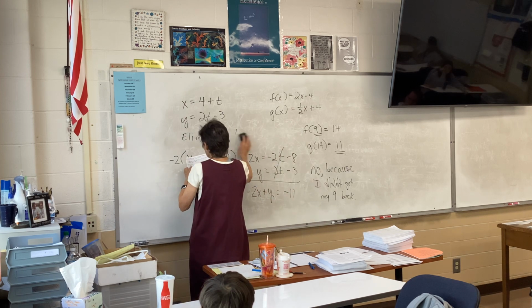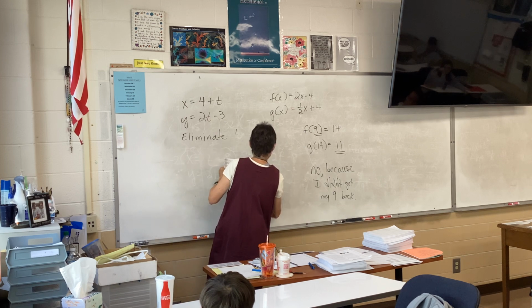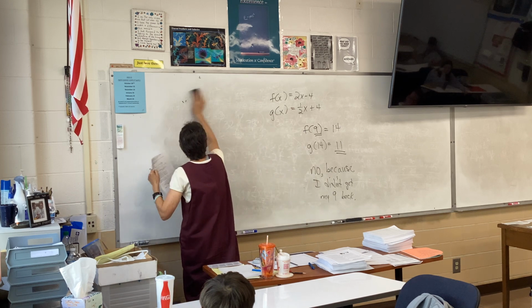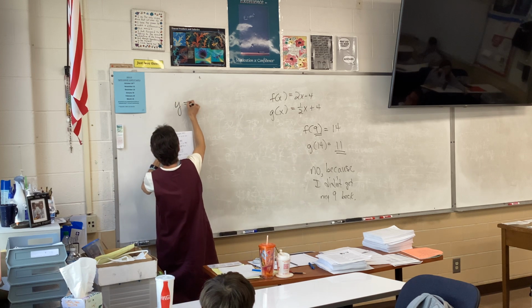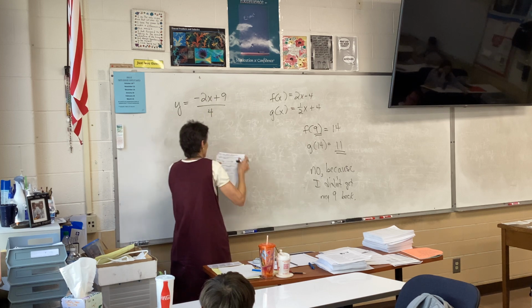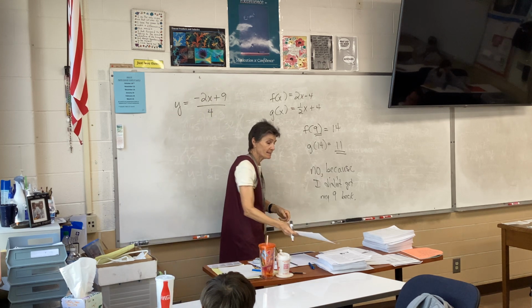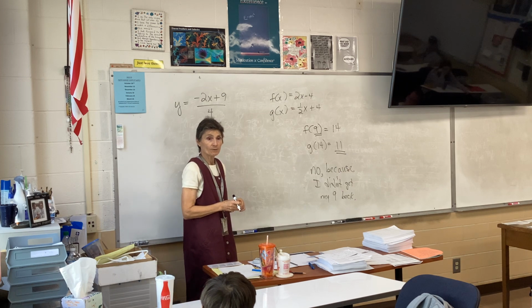Okay, now we're going to find the inverse. Okay, one of these we had a quiz over. When we're done here, I'm going to hand back all the papers I've got. But here's our first problem. Y equals negative 2x plus 9 over 4. The directions say find the inverse. All right, here we go. Who remembers?